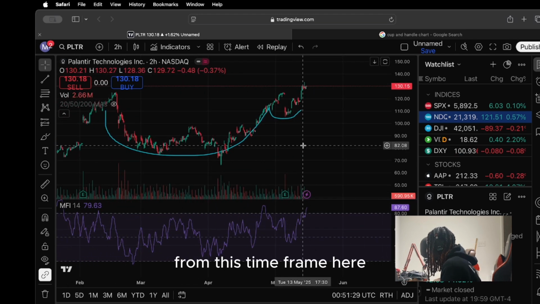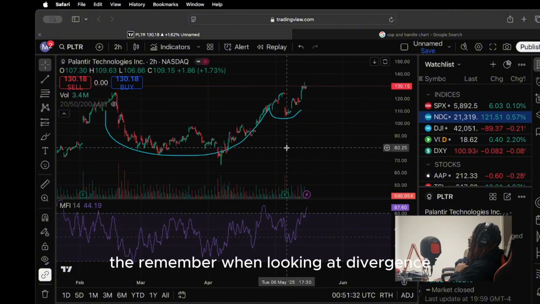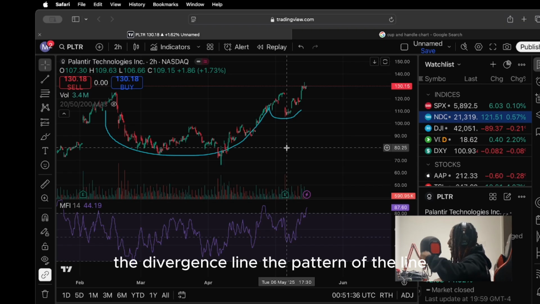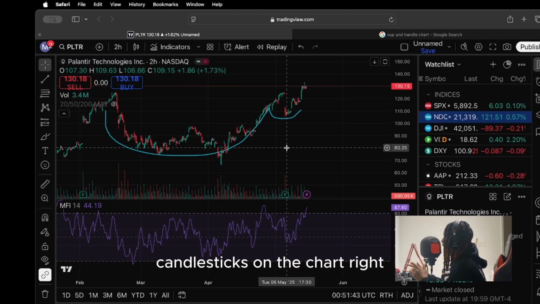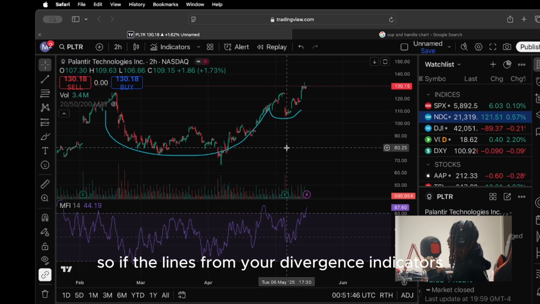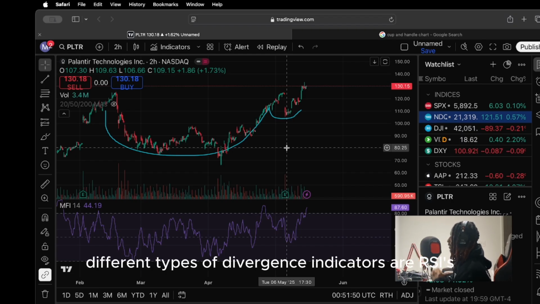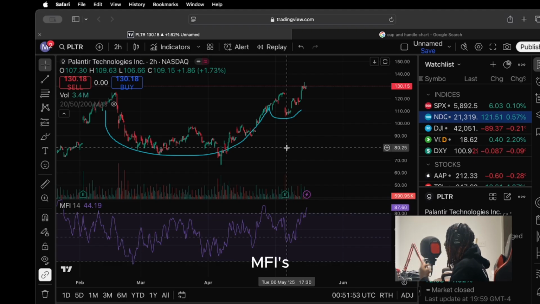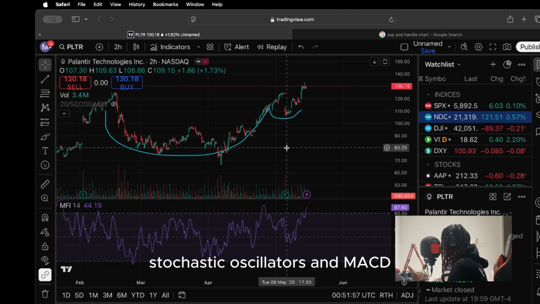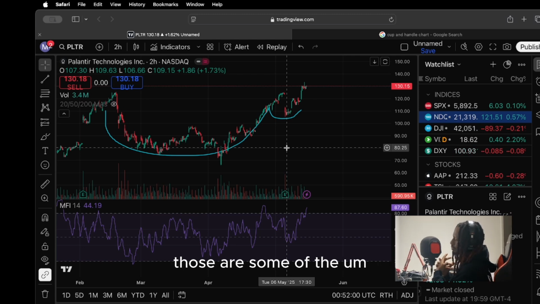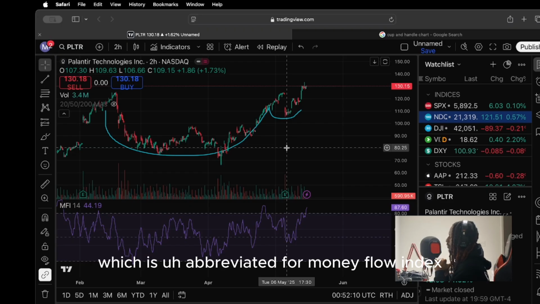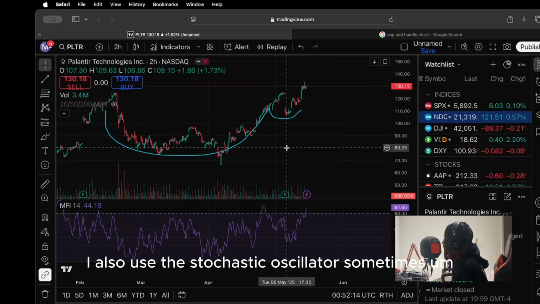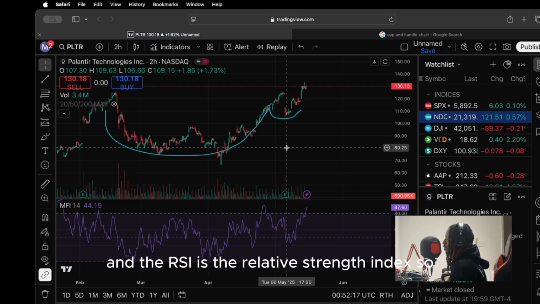From this time frame here, remember when looking at divergence, the pattern of the divergence line generally is supposed to match with the same pattern of the candlesticks on the chart, right? So the different types of divergence indicators are RSIs, MFIs, stochastic oscillators, and MACD. Those are some of the widely known general divergence indicators. The one that I use the most is the MFI, which is abbreviated for money flow index. I also use the stochastic oscillator sometimes, and the RSI is the relative strength index.